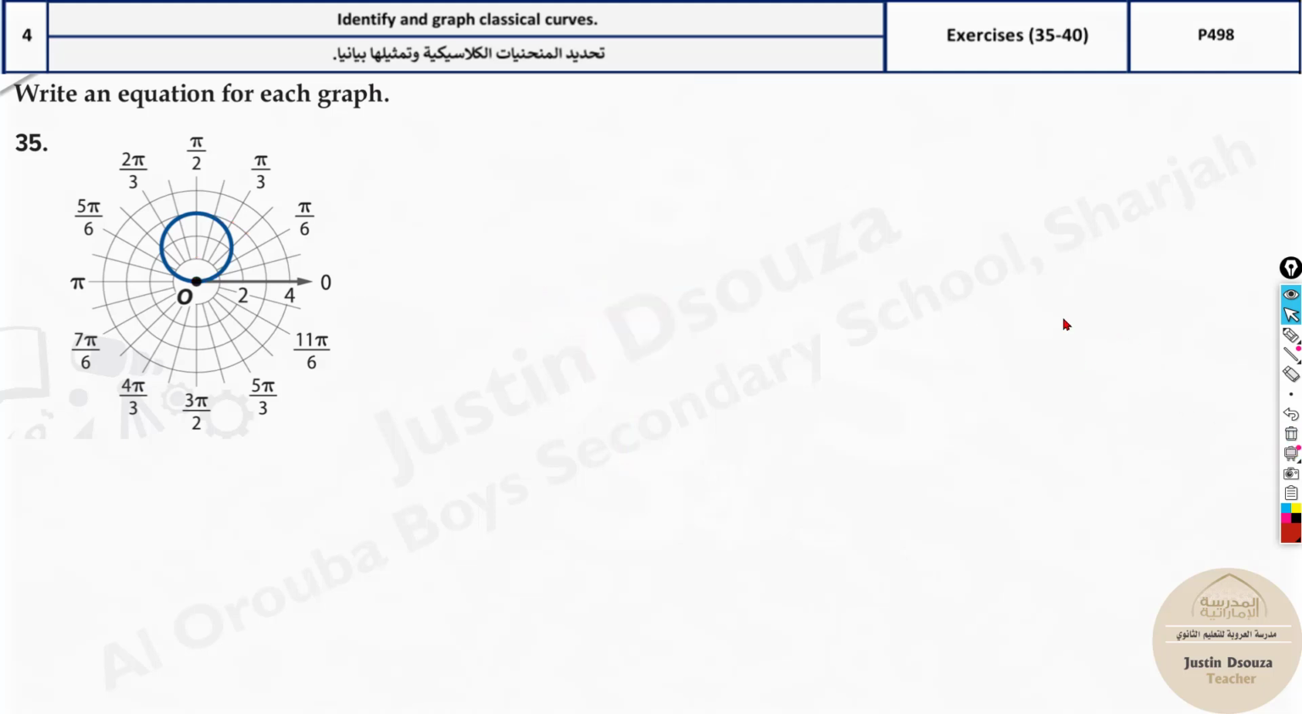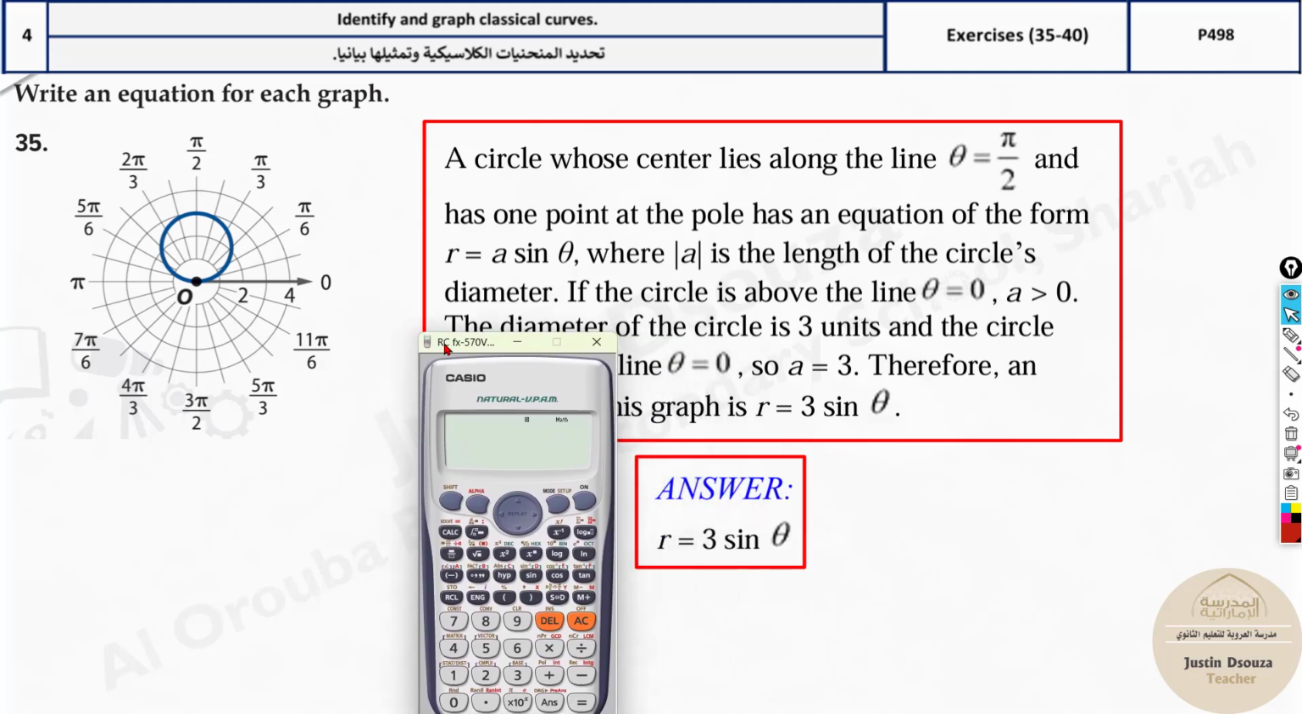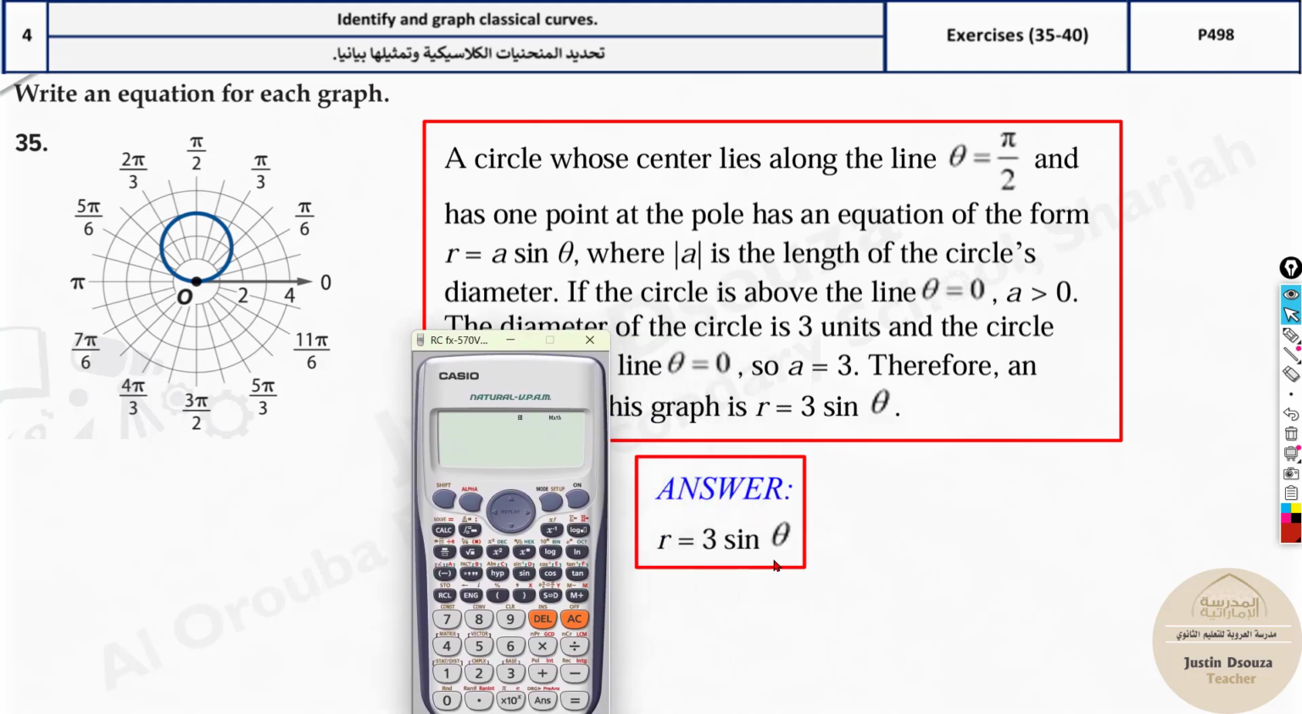I will tell you the calculator method now. Look into your 4 options. Now, here we have the answer. R is equal to 3 sine theta, right? But you will have 4 options. You will have 2 sine and 2 cosine. Looking at this, since it's above, you must eliminate all the cosine options. Only sine can be the options. Let's go to mode and say table 7, and let's type it out.